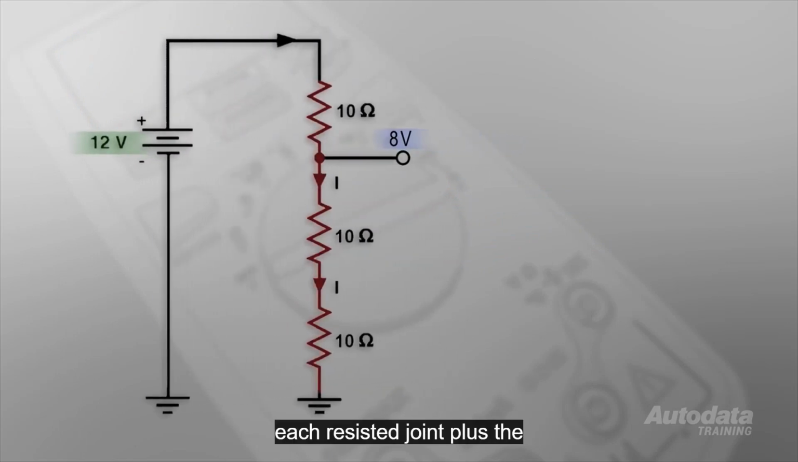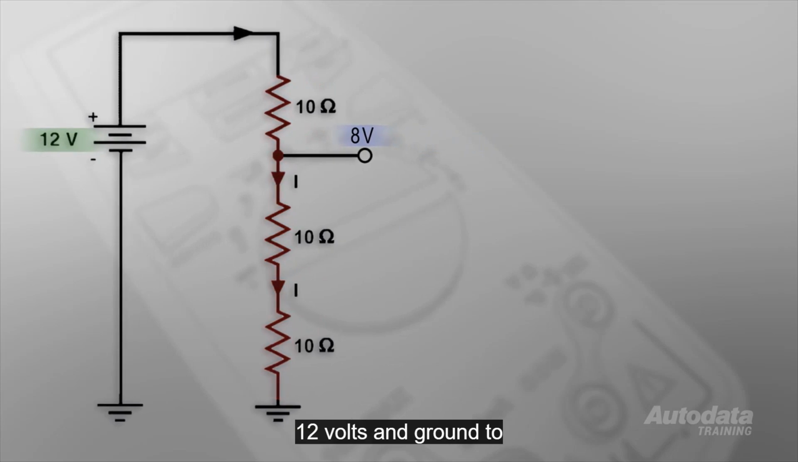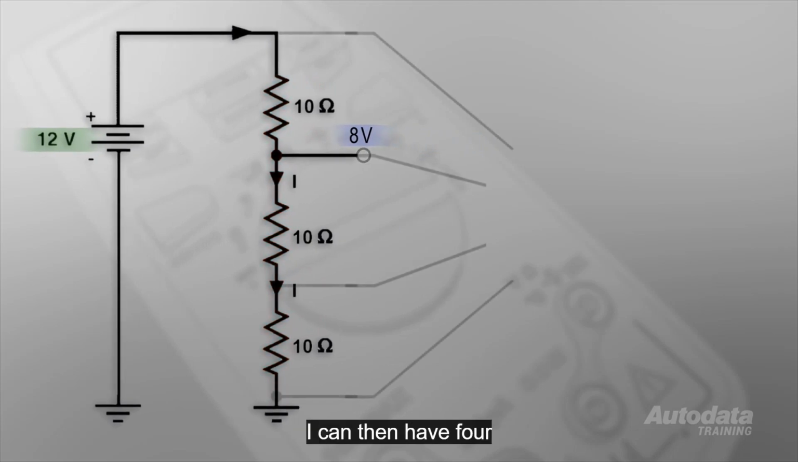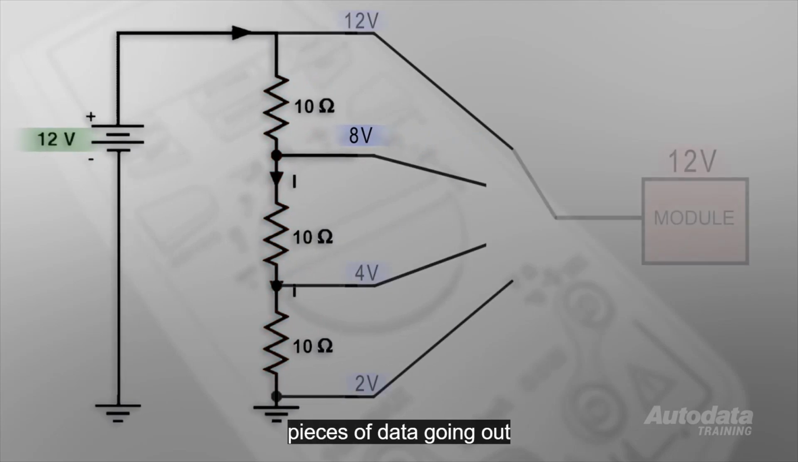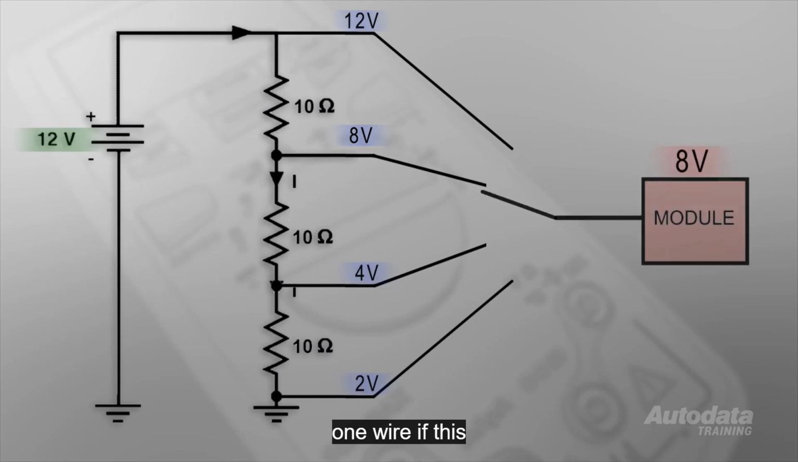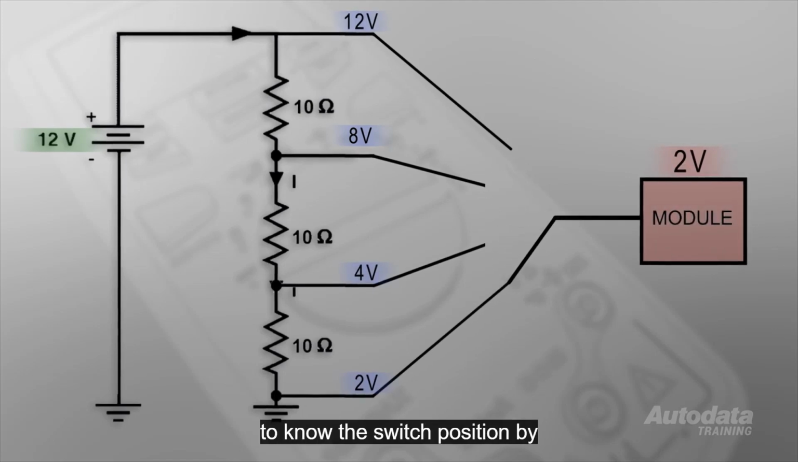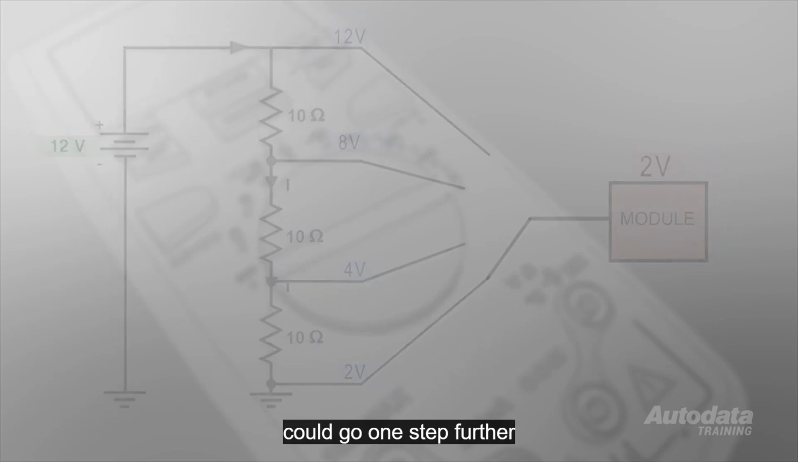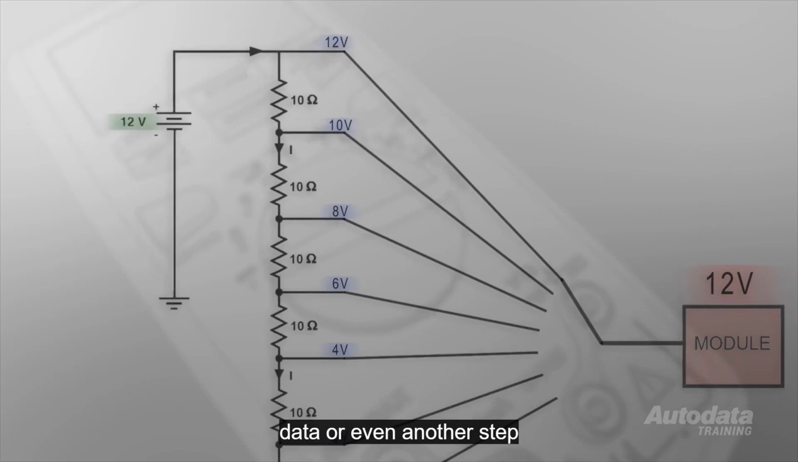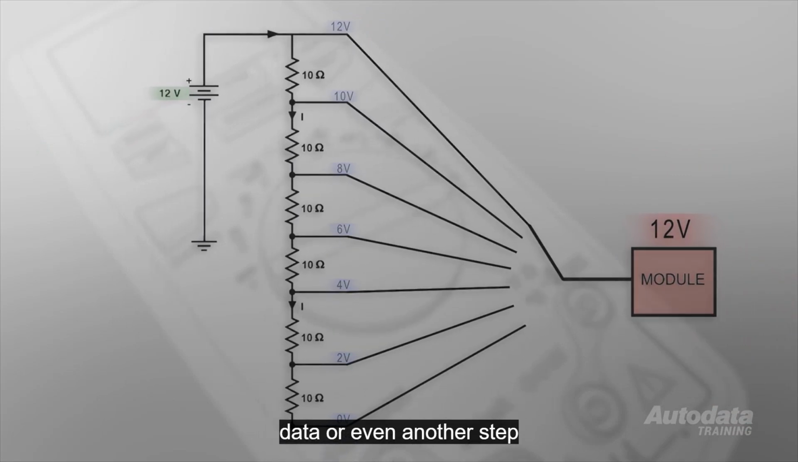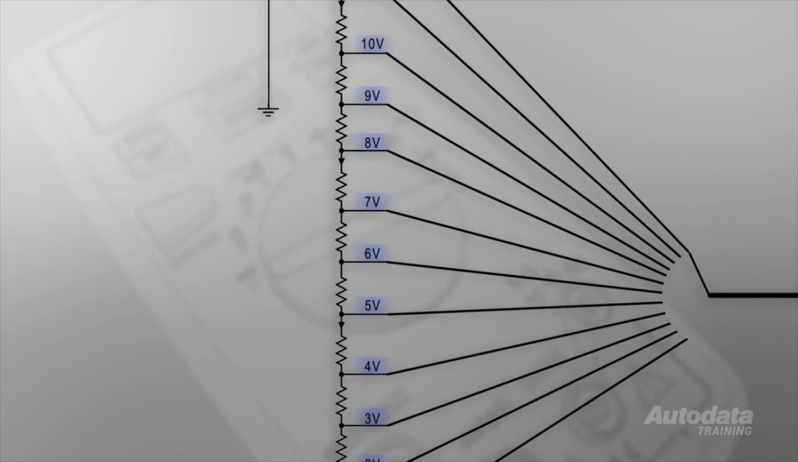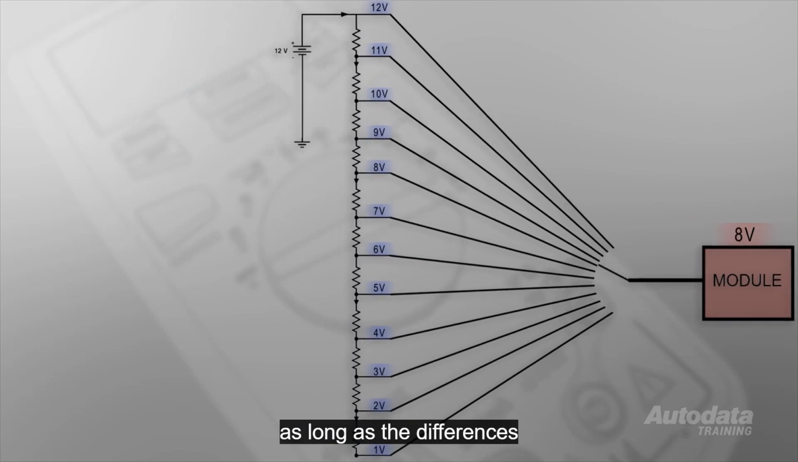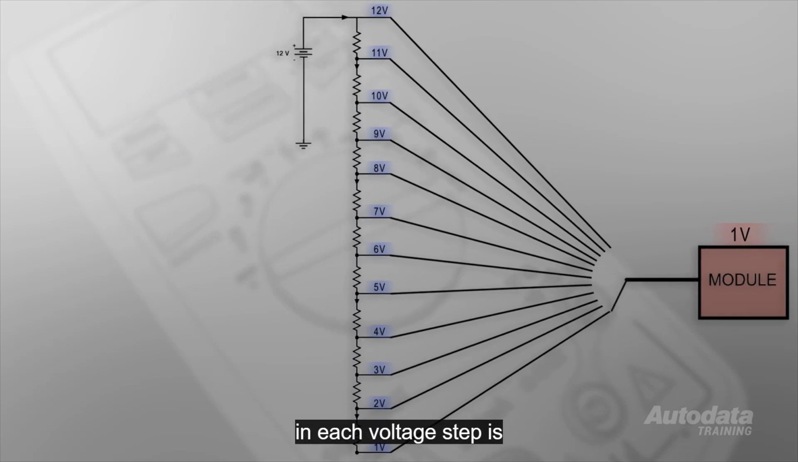If I connect each resistor joint plus the 12 volts and ground to a switch, I can then have 4 pieces of data going out one wire. If this wire is connected to a module, it'll be able to know the switch position by the voltage input. I could go one step further and have 7 pieces of data, or even another step and have 13 pieces of data. I could keep going as long as the differences in each voltage step is recognisable by the module.